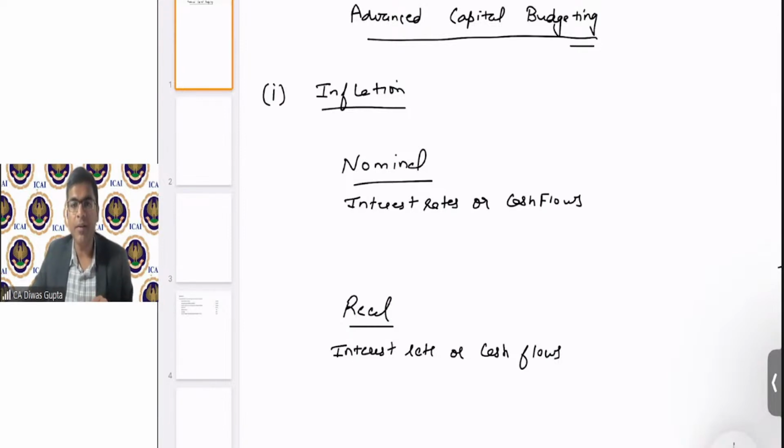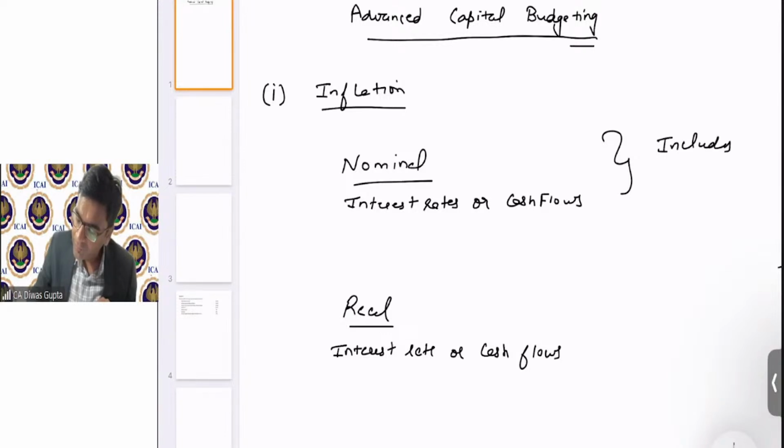Okay, students, now we have a fair representation of the thoughts. Let me bring in what exactly nominal is and what real is. I will put it in very layman language. Nominal is something that includes inflation, and real is something that excludes inflation.